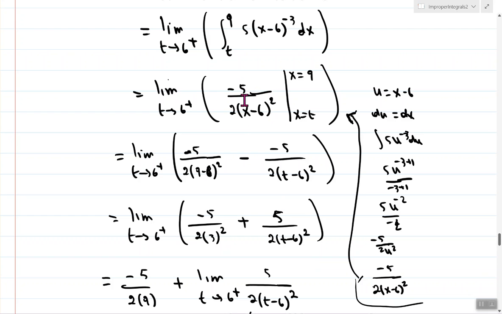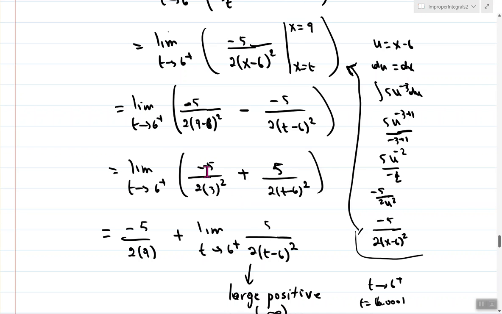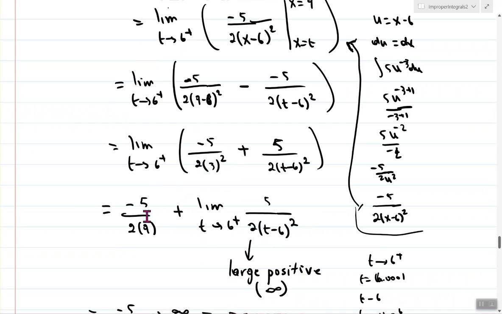So that's the answer. We put it here, and then we're going to evaluate this at x equals 9 and x equals t. First we plug in 9 for x. You get 9 minus 6, which is 3 squared. So that gives us 9 times 2, which is going to give us 18 eventually. And then you plug in x equals t, you get negative 5 over 2 times t minus 6 squared. So this is a constant, this is a number. When you are applying the limit to a number, it's going to give you the number. So the limit of negative 5 over 2 times 3 squared just gives us the number.